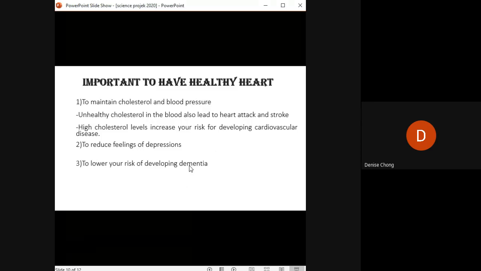It is important to have a healthy heart to maintain cholesterol and blood pressure. Unhealthy cholesterol in the blood can also lead to heart attack and stroke. High cholesterol levels increase your risk of developing cardiovascular disease. To reduce feelings of depression, to lower your risk of developing dementia.